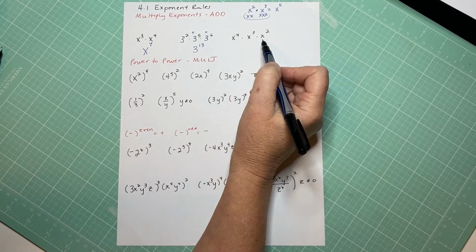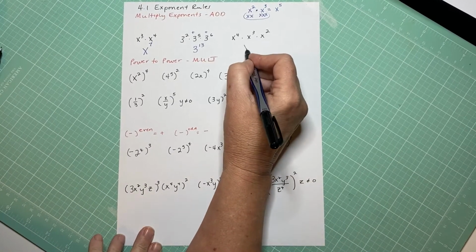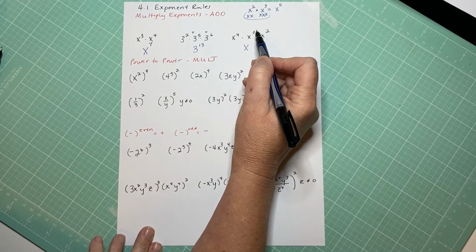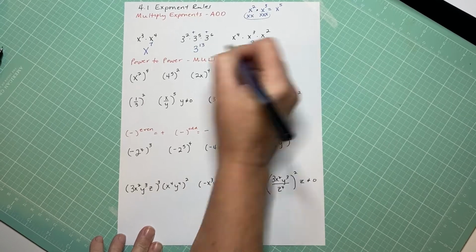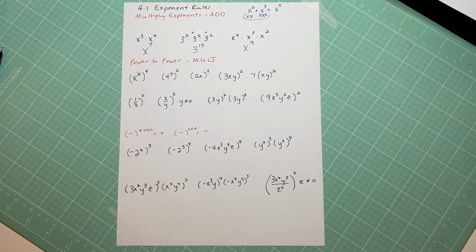And then this next one, we've got 3 of them. But again, because they all have the same base, you can just add the exponents. So this is x to the 4 plus 3 is 7. 7 plus 2 is 9. So when you multiply exponents, you really add them.